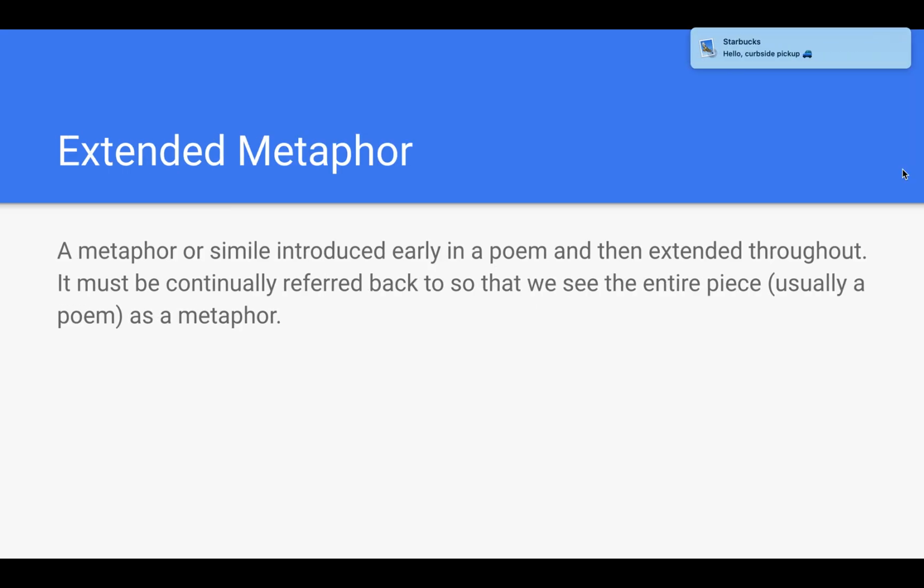An extended metaphor. So we have different kinds of metaphors. An extended metaphor, sometimes we also have extended similes. They're really the same thing. Is where the whole poem is really about one thought. The whole poem can be referred back to as a singular metaphor. And we're actually going to see an example of that when we look at Langston Hughes's Harlem.